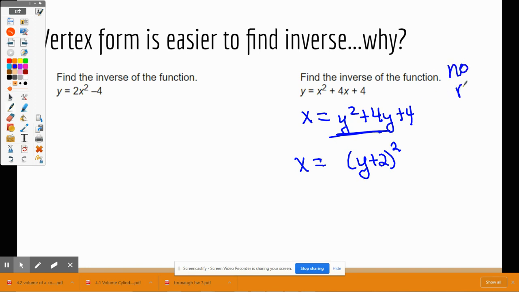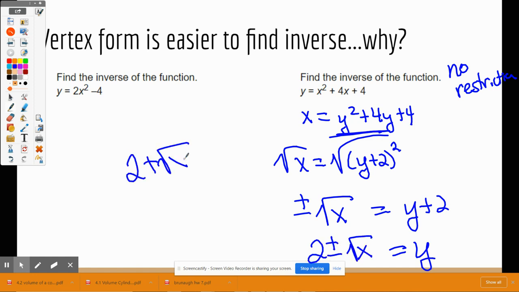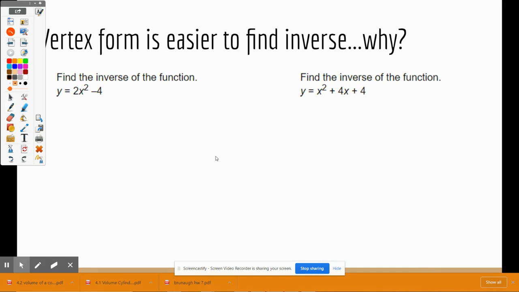There's no restriction, so I will need a plus or minus here. Square root both sides. Don't forget the plus or minus. So plus or minus the square root of x equals y plus 2. And I'll get y all by itself. And your two functions will be 2 plus or minus the square root of x, which means 2 plus the square root of x is one part of it. 2 minus square root of x is the other part of the entire inverse. So it takes two functions to make one inverse.